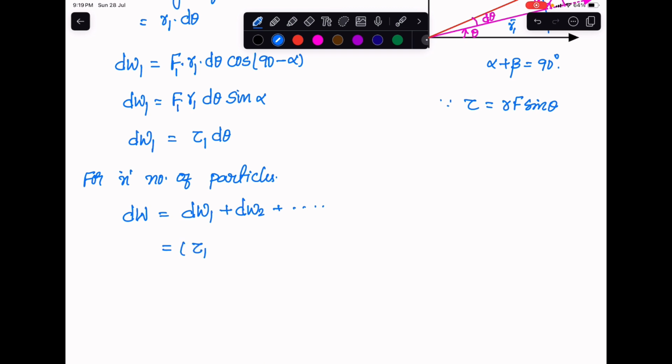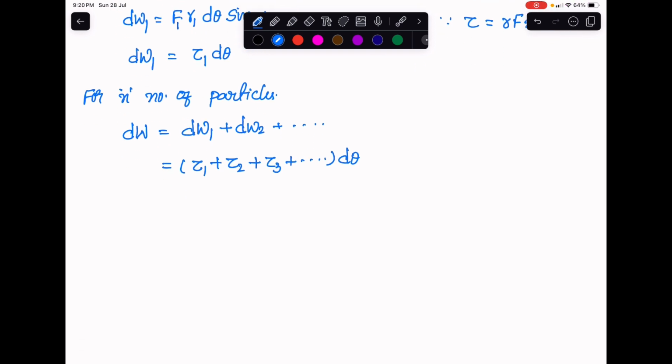So therefore I can write this as (tau 1 plus tau 2 plus tau 3 plus so on) of d theta. Since the same angular displacement was there for each and every particle, as it is a rigid body, d theta I took outside, from tau 1 d theta, tau 2 d theta. So d theta is taken out, which results in tau 1 plus tau 2 plus so on, times d theta. This is the expression for dW. Now let me write this total torque of all the particles as net torque tau, the torque of the rigid body. So this is one expression I am having.